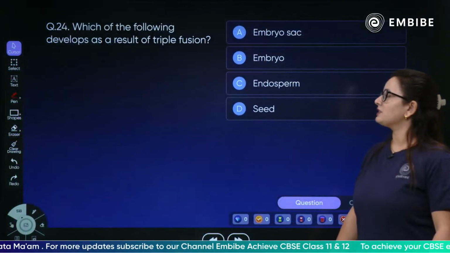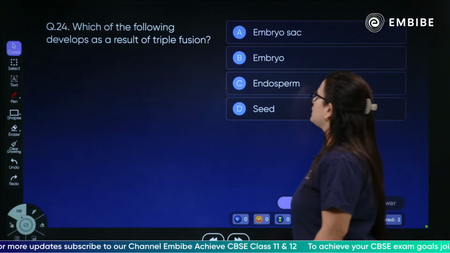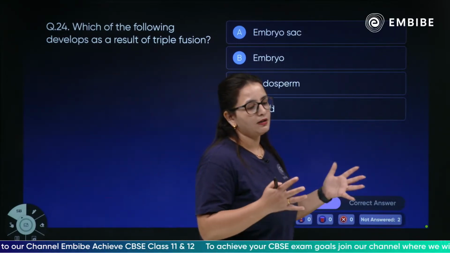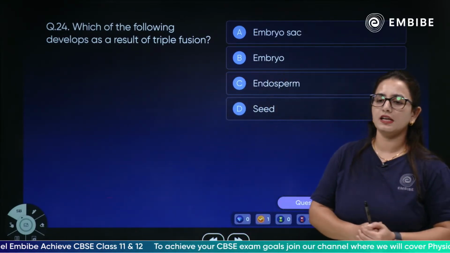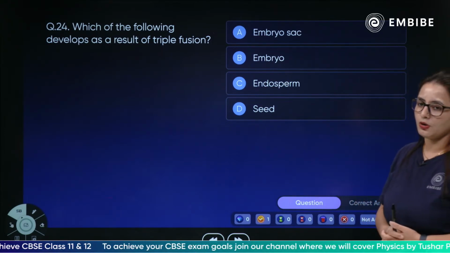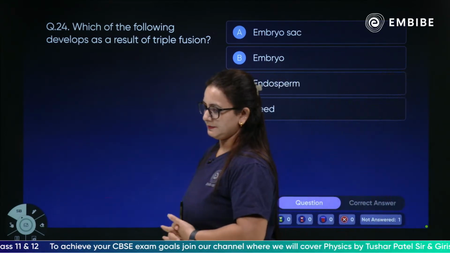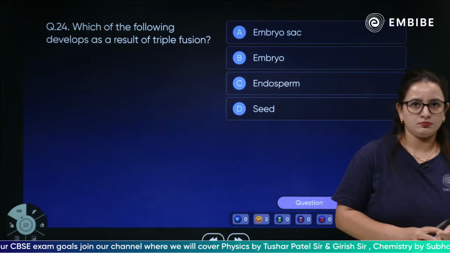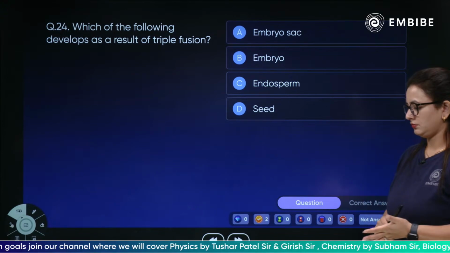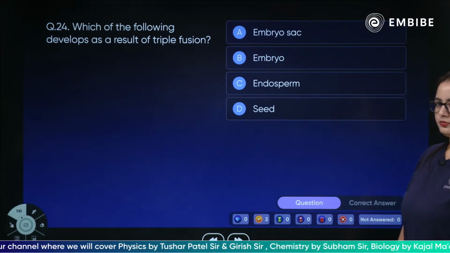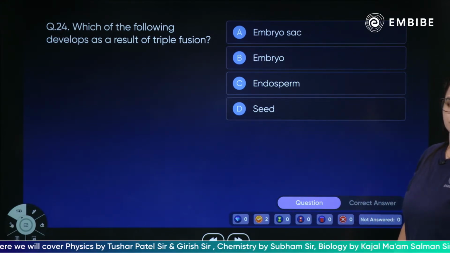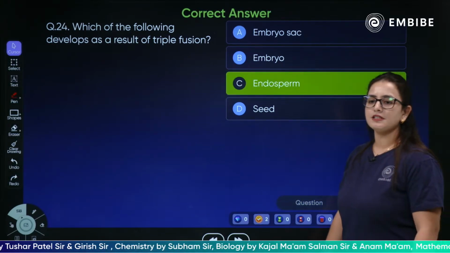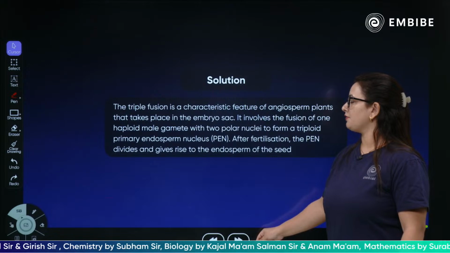Next, which of the following develops as a result of triple fusion? Embryo sac, embryo, endosperm, or seed? It is the endosperm, which is the result of the triple fusion.